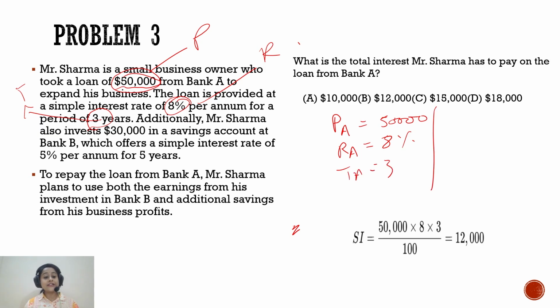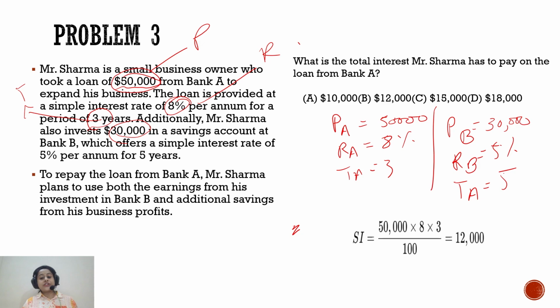On the other hand, he has also some investment. He has invested in bank B, where 30,000 is the principal which he has invested. So 30,000. Then interest rate RB is 5%, and time duration is 5 years. Right, so the question is, what is the total interest Mr. Sharma has to pay on the loan from bank A?